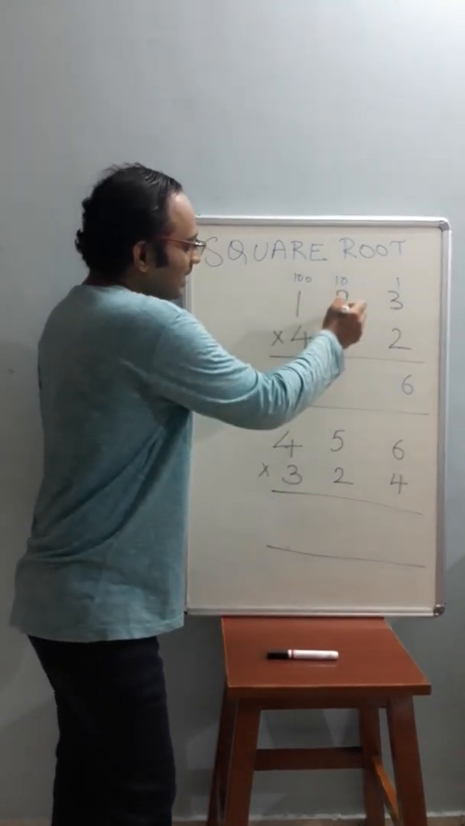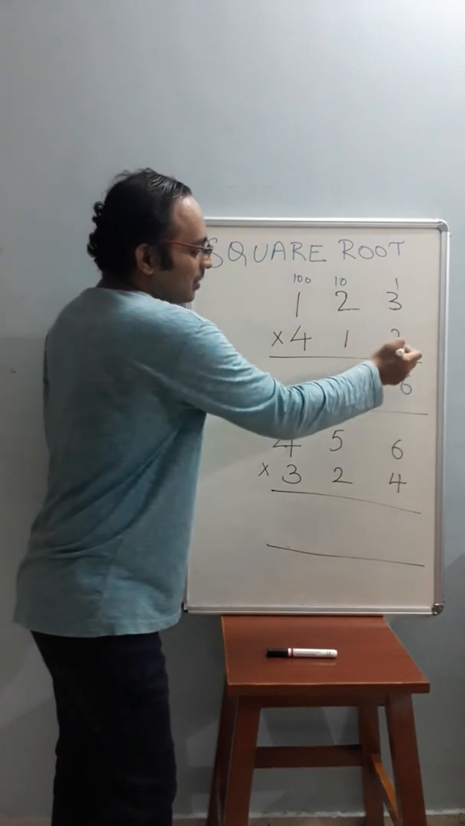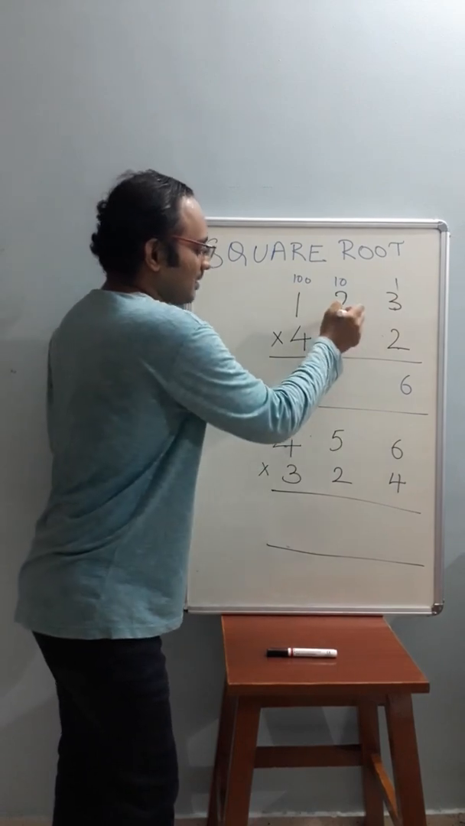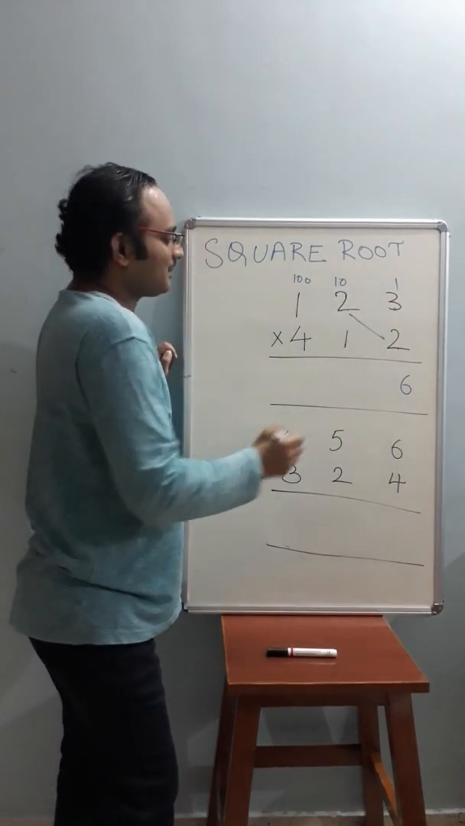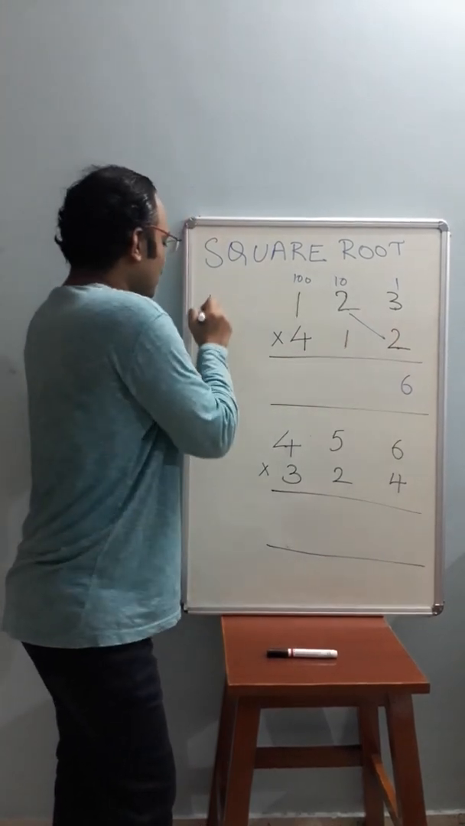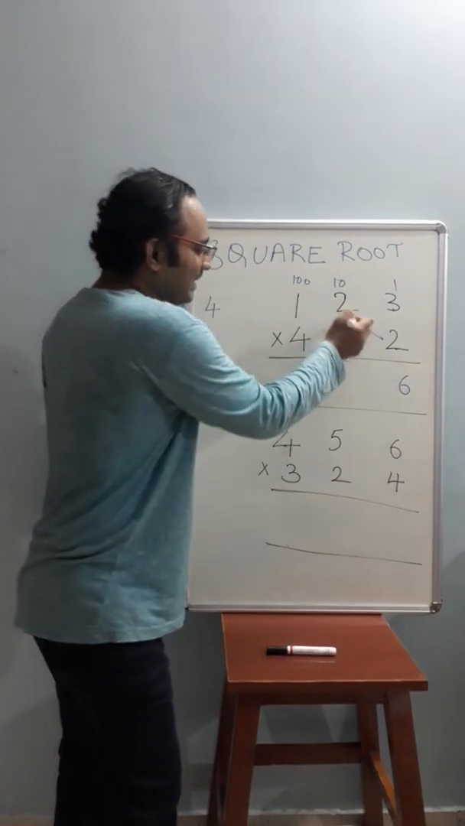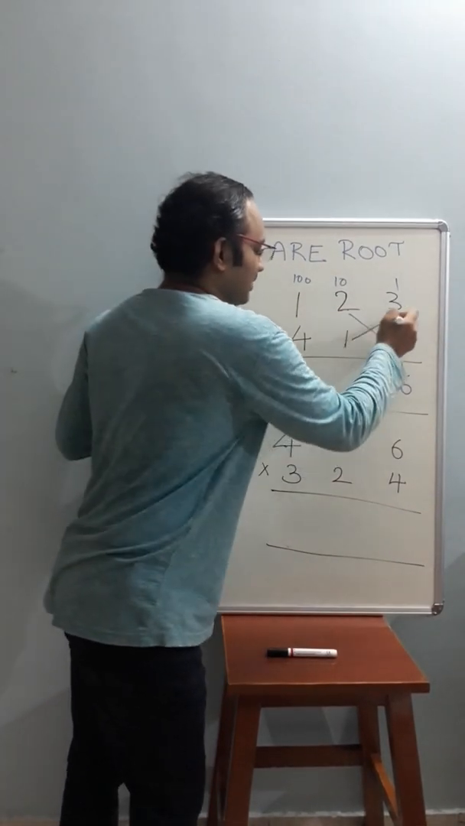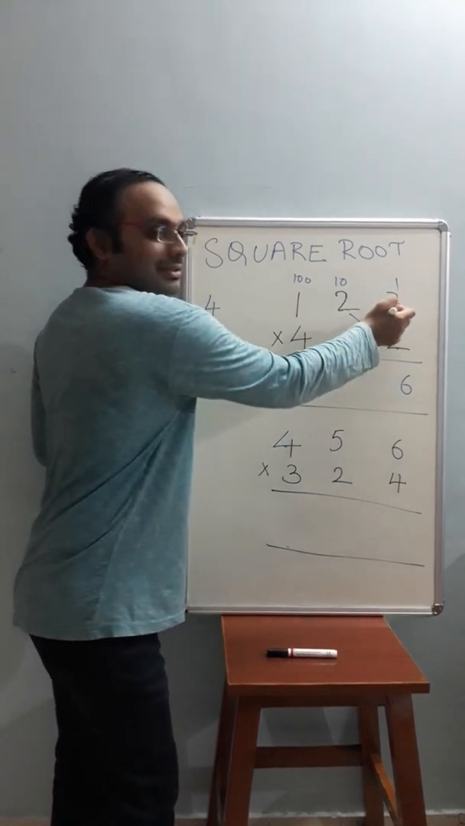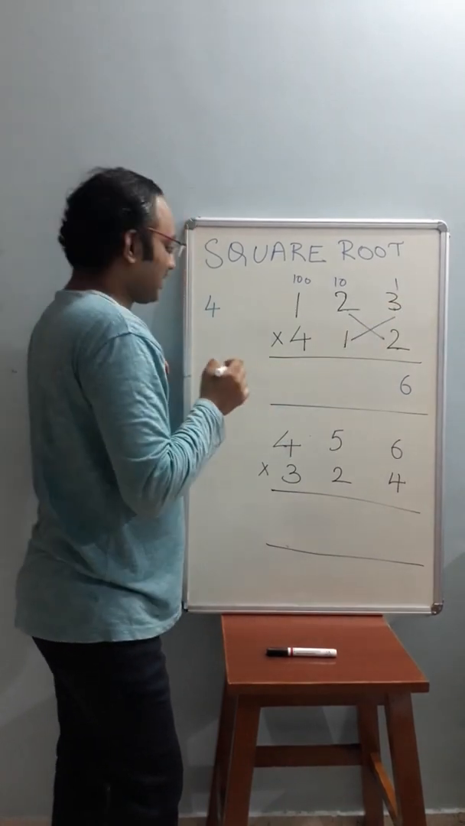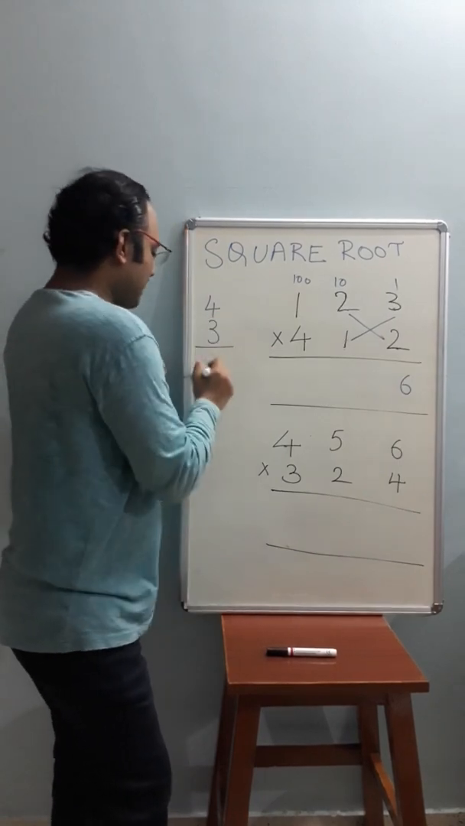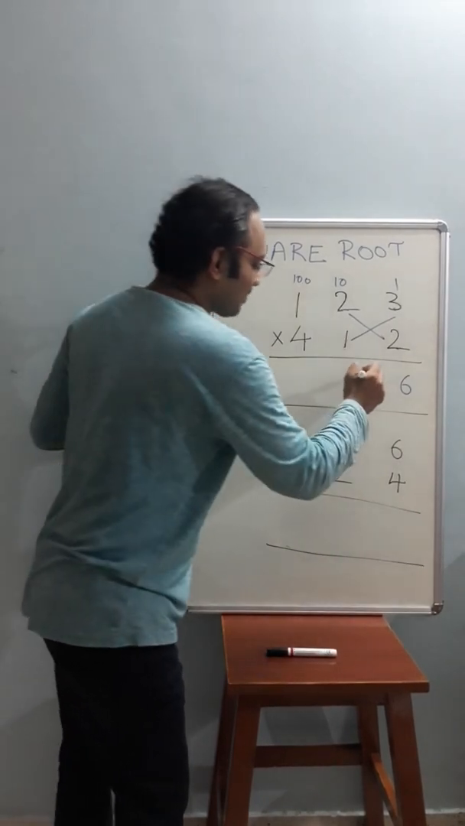We have 2 in the tens place and 2 in the units place. We have 1 in the tens place and 3 in the units place. Put a line here: 2 in the tens place and 2 in the units place. By multiplying this, you get 4 tens. Now rotate this line clockwise. You get 1 tens and 3 units. So 1 tens into 3 units is 3 tens. So by adding this, you get 7 tens. So in tens place, you will get 7.